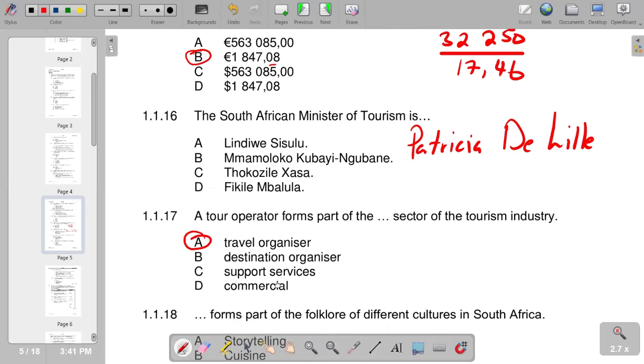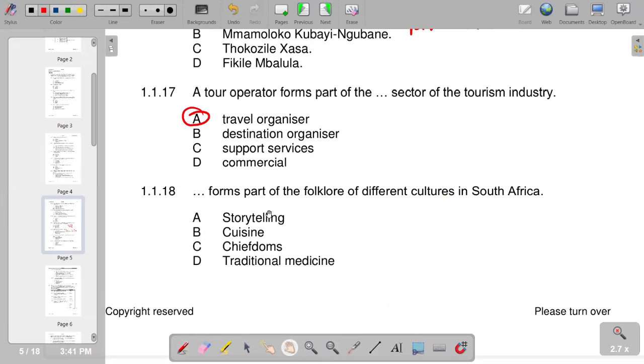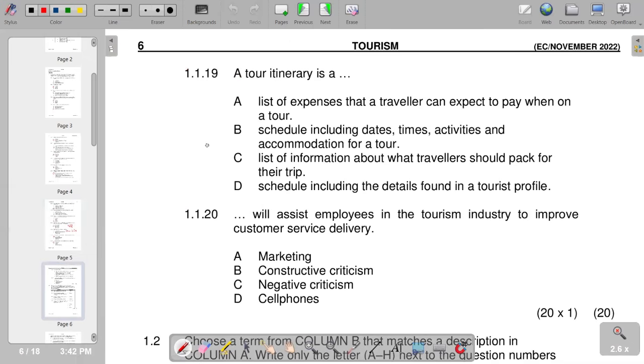On number 18, the dash forms part of the folklore of different cultures in South Africa. We have A, storytelling. So we move on to number 19. A tour itinerary is a dash, a schedule including times, activities, and accommodation of a tour, which you have on B. Then we go to number 20. A dash will assist employees in the tourism industry to improve customer service delivery, which is constructive criticism, obviously, the most appropriate. So we have B.